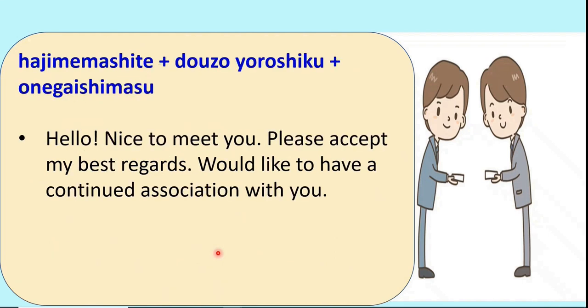So together, hajimemashite, douzo yoroshiku onegaishimasu. So this is a complete set of phrases which is used for introducing oneself to someone, and the overall meaning that can be extracted from the combination of these three parts is: hello, nice to meet you. Please accept my best regards. Would like to have a continued association with you. So this is all about hajimemashite, douzo, yoroshiku, onegaishimasu. And in between hajimemashite and douzo, yoroshiku, onegaishimasu, we can include whatever information we want to provide about ourselves, like our name, nationality, profession, and any other information.